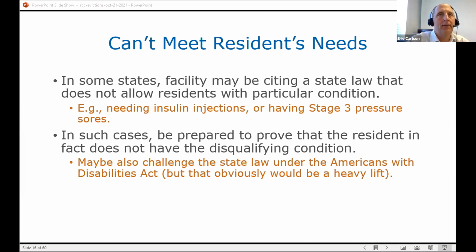You know exactly where the battlegrounds are, and as the attorney or advocate, you need to prove that in fact the resident does not need insulin injections or does not have a stage 3 pressure sore, whatever the issue is. In addition, there may be, in some cases, a potential claim against the state saying that whatever that specific limitation is inappropriate under the Americans with Disabilities Act. But I recognize that's a heavier lift requiring litigation and not just appearance in some sort of administrative process. Next slide, please.